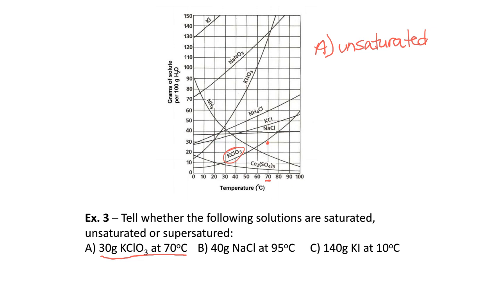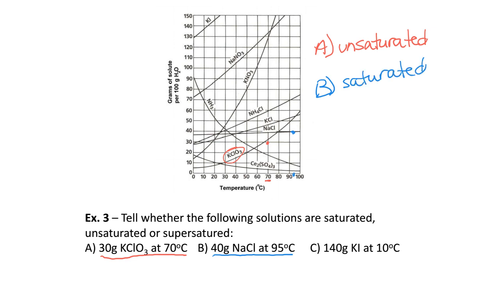Okay, let's look at B. We have 40 grams of NaCl at 95 degrees Celsius. 95 is right in between here, so we're going to go up to 95 and over to the 40. Oh, yeah, look at that. Now, that's kind of hard to see. It's on the line, and that's where NaCl is on the line. So for B, it's saturated.